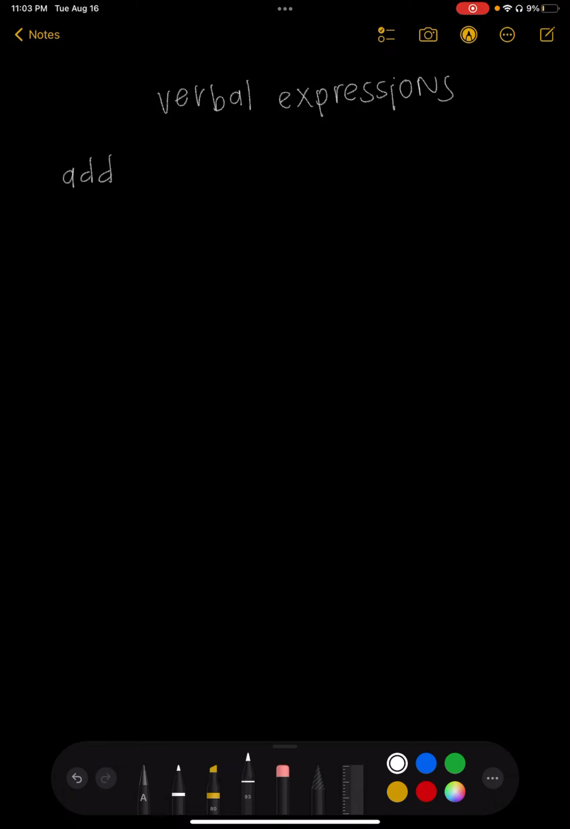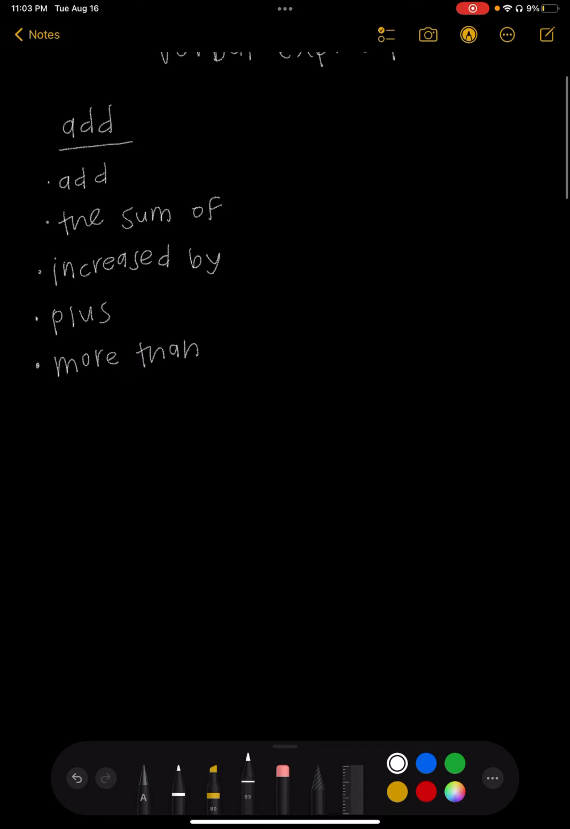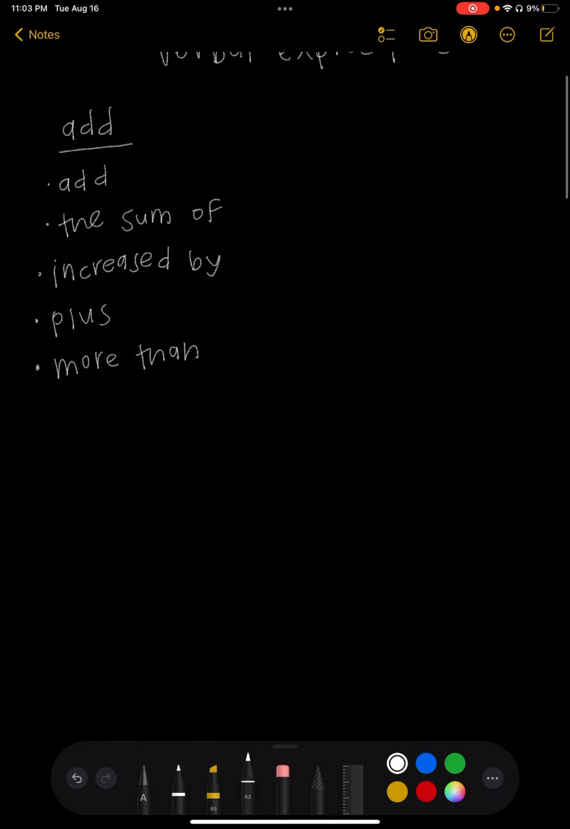I'm going to start with addition. So when I tell you that I want to add something, I can use a couple of words. I can use add, I can use the sum of, I can use increased by, I can use something as simple as plus, or even something like more than. And there's more that we can use for the word add, and you can even look these up online. But those are the most common.